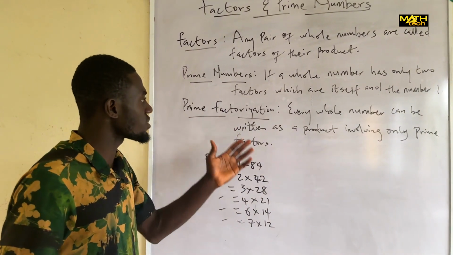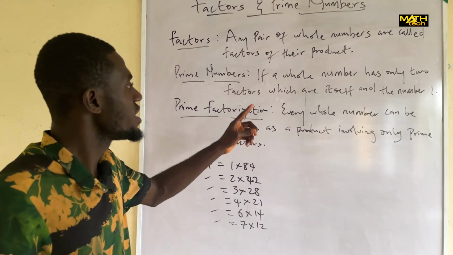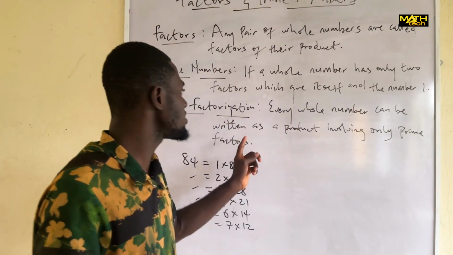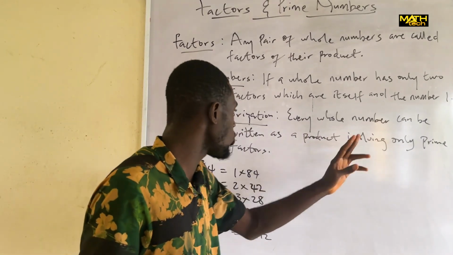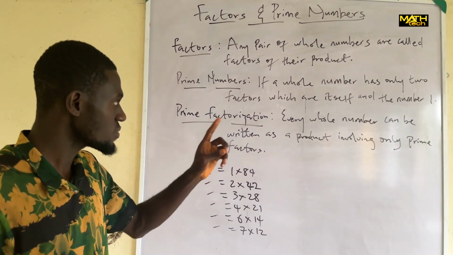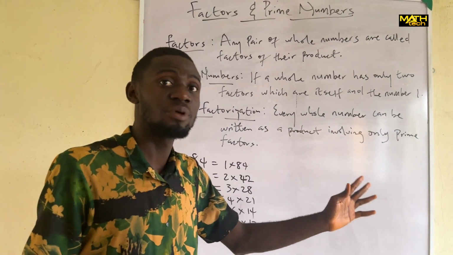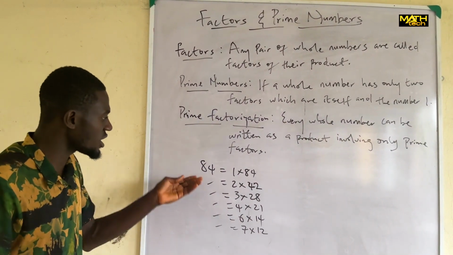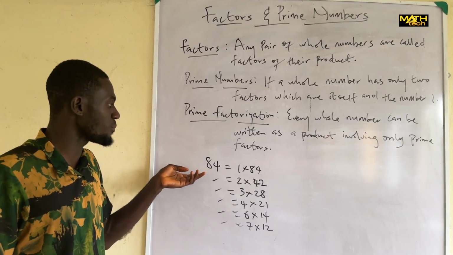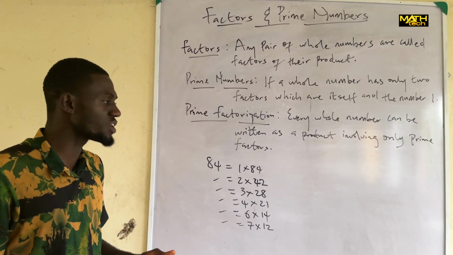Now, talking about the prime factorization, you have to know this. Every whole number can be written as a product involving only prime factors. Now, I'm using 84 as an example, and I'm listing out the factors of 84.